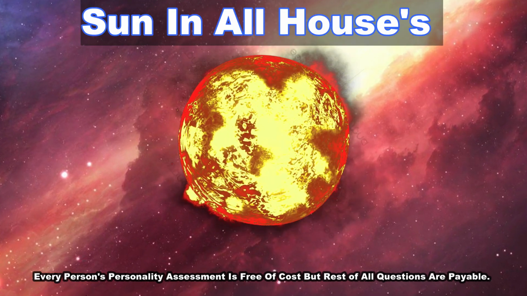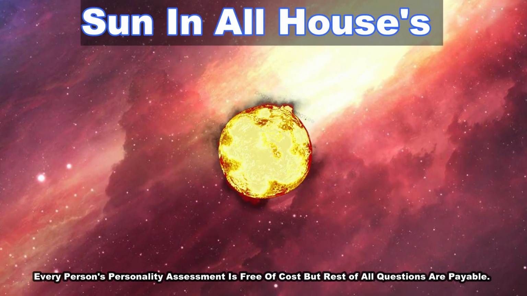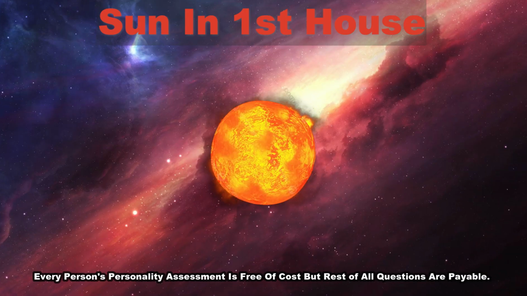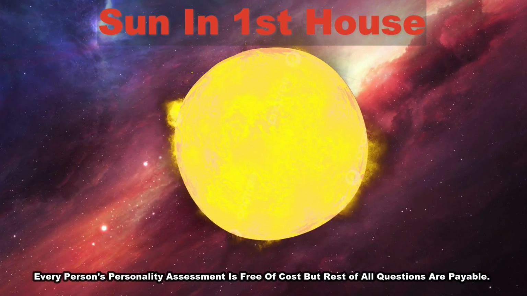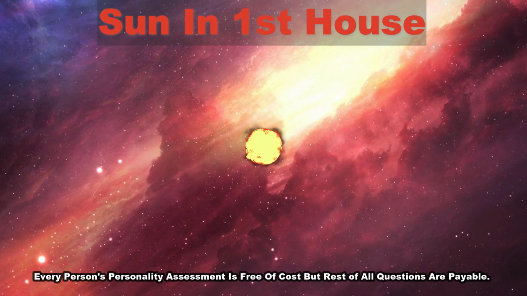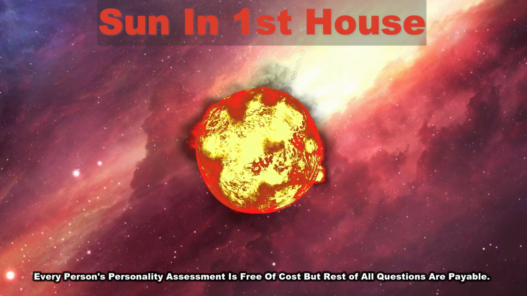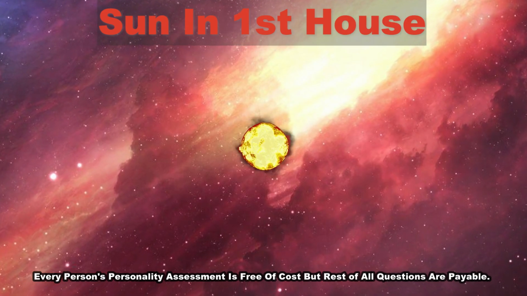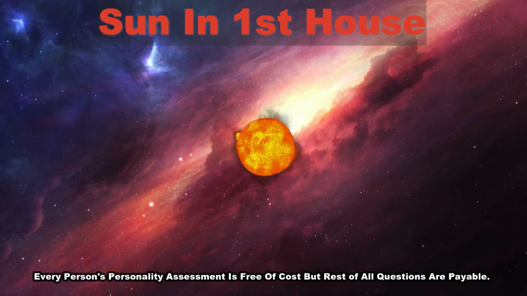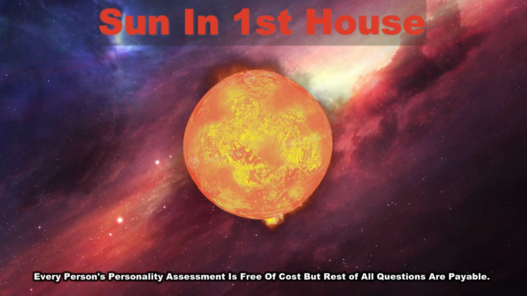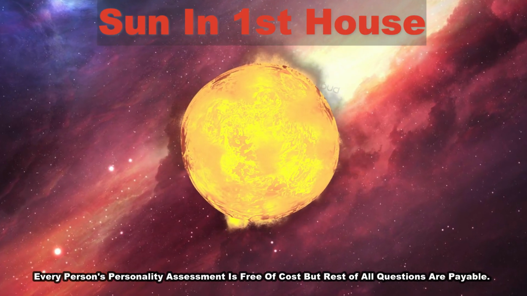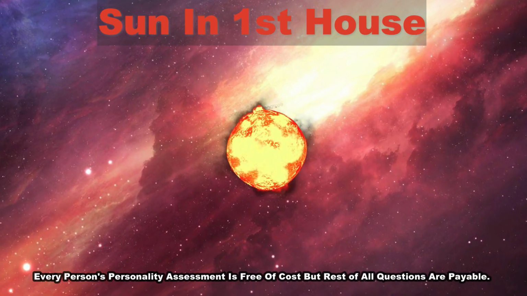What is the influence of the Sun when positioned in each of the 12 houses of a horoscope? The first house, ascendant, of a birth chart signifies an individual's personality, physique, temperament, and the direction of their life. When the Sun occupies this position, its influence becomes exceptionally powerful, as the Sun itself is the significator of the soul and identity. The individual possesses a distinct aura, self-confidence, and leadership potential.